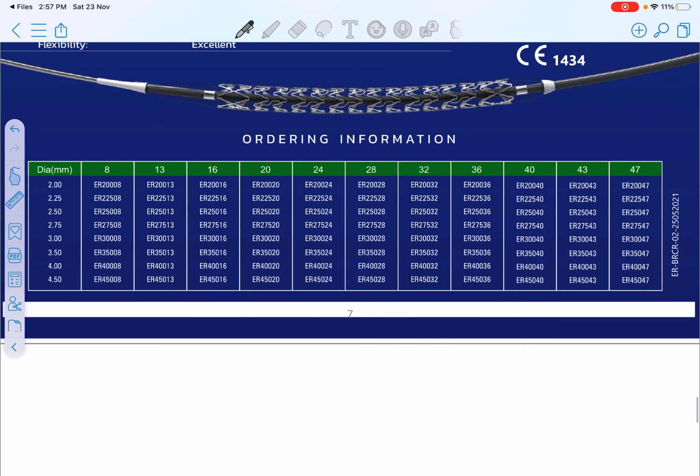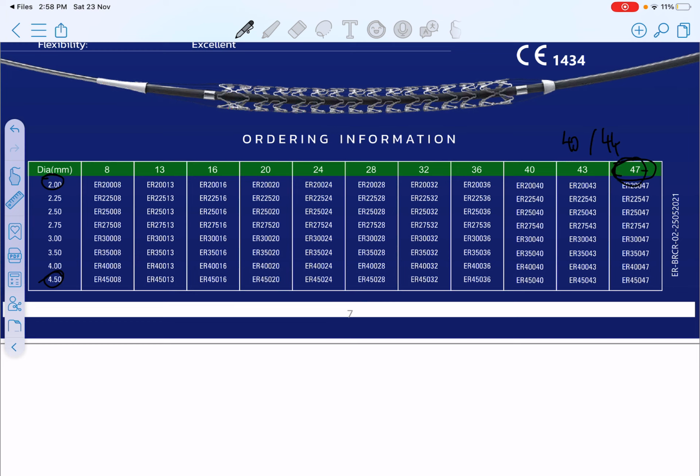And regarding the sizes of the stent, the diameter goes all the way from 2, increasing by 0.25 all the way to 4.5. For length, 8, 13, 16, 20, and so on until 47. Most of the stents in the market go up to 40 or 44, but we go up to 47.